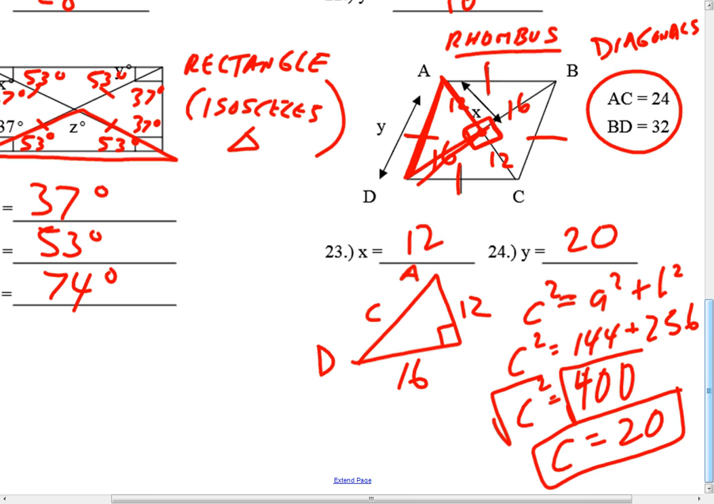Let's take a break from quadrilaterals. Did we break apart the circle yet? No. All right, let's do that. That's for Friday.